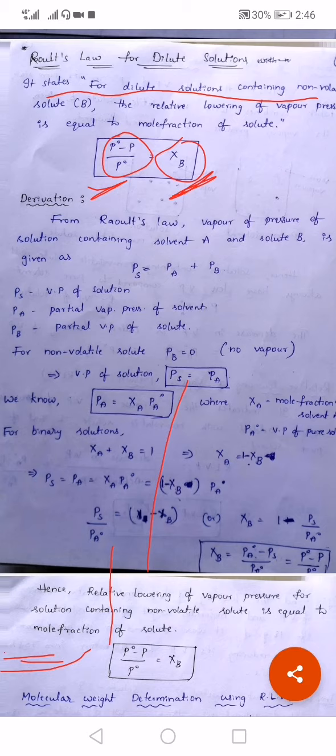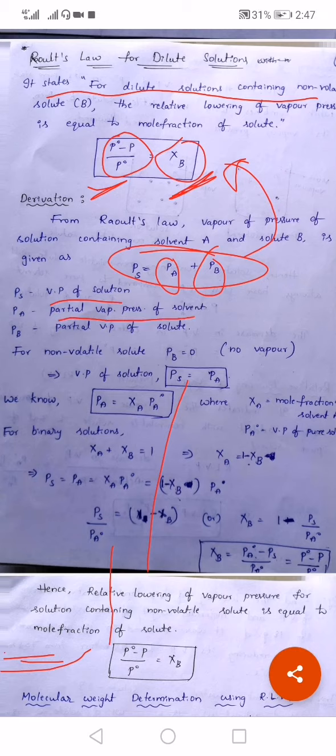Next we will look at the derivation of Raoult's law. Originally we had this Raoult's law, and let us see how it was converted into this formula. From Raoult's law, the vapor pressure of solution is equal to the sum of the partial vapor pressure of solvent and the partial vapor pressure of solute. PS indicates vapor pressure of solution, PA indicates partial vapor pressure of solvent, and PB indicates partial vapor pressure of solute.